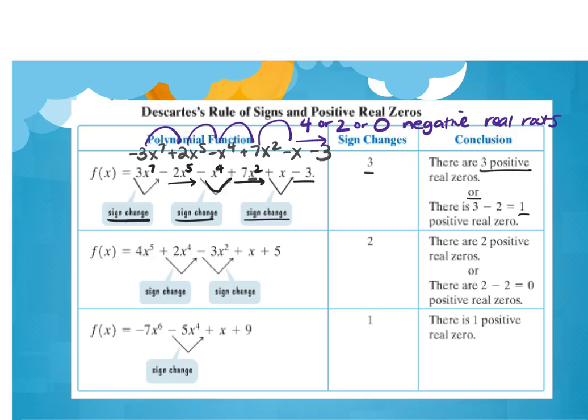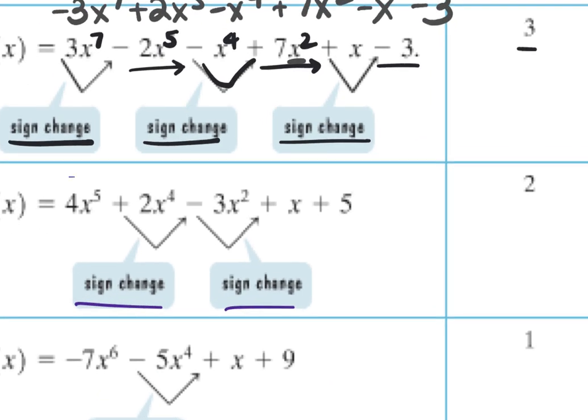And the next one, there's only 2 sign changes, so it's 2 or 0 positive real roots. If I plug in a negative x, I'm going to get negative 4x to the 5th plus 2x to the 4th minus 3x squared minus x plus 5. And in this case, there's 1 sign change, 2 sign changes, 3 sign changes. So there'd be 3 or 1 negative real root.